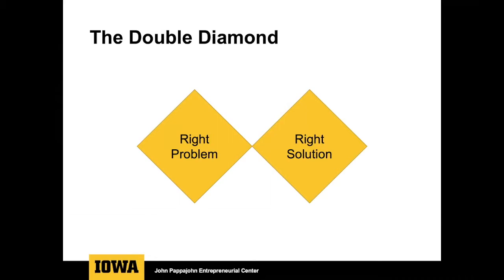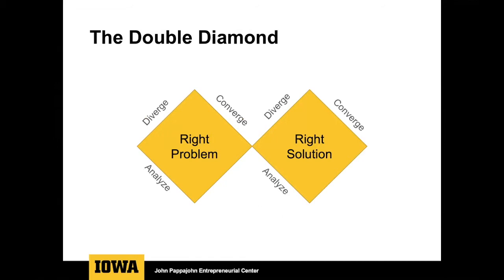Now, while I said design thinking is nonlinear because you can go back and forth through your process, if we were to abstract it out, this is the essential process. It's the double diamond. We're focused on the right problem, then the right solution. We use divergent thinking to go wide and explore, and then we use convergent thinking as we come together on both the problem definition and then its solution.